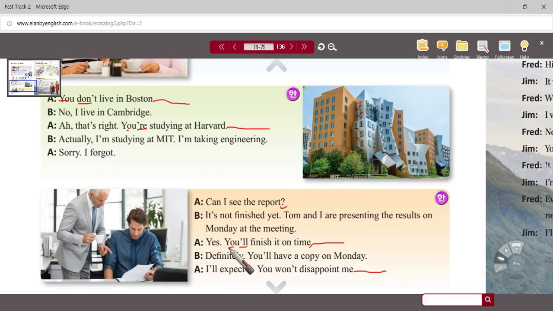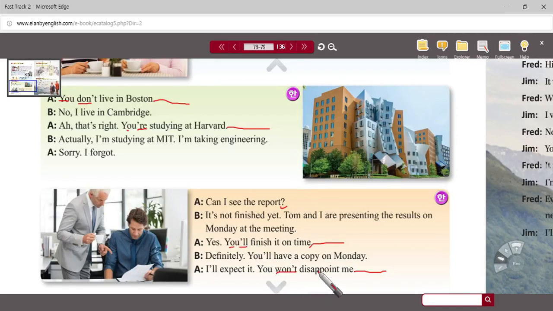Won't. Will not. Okay, so will not. We don't say "will not." We usually say "won't." So, "You will finish on time, won't you?" The boss says, "I'll expect it," or "I'm expecting it. You won't disappoint me, will you?" Okay, so just the basic opposite here.